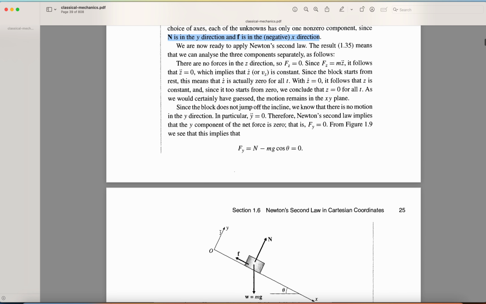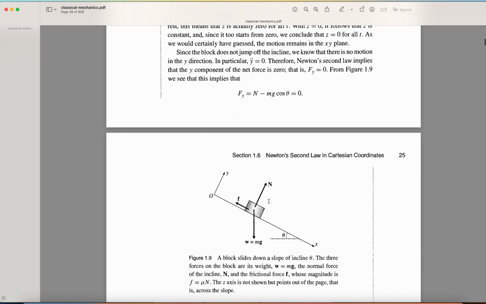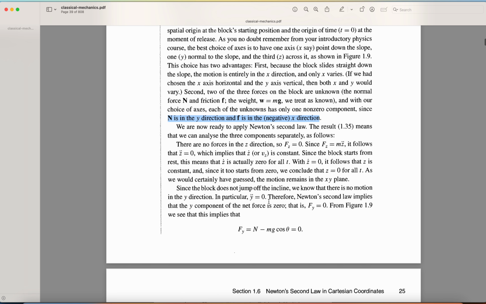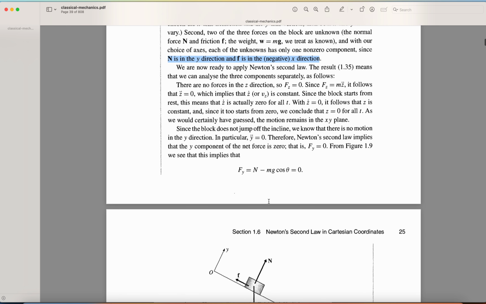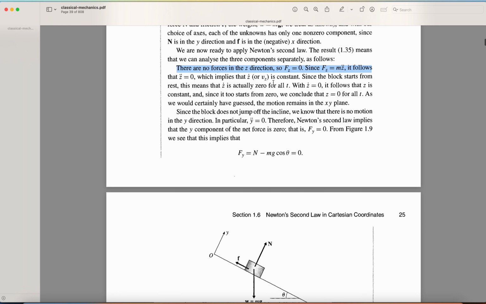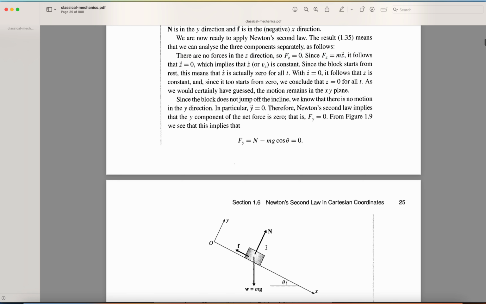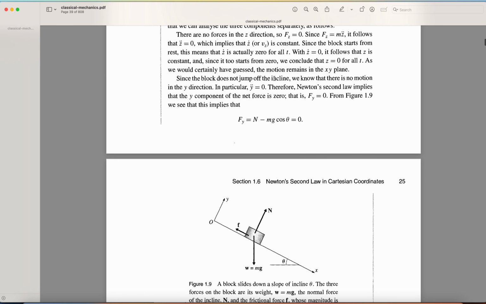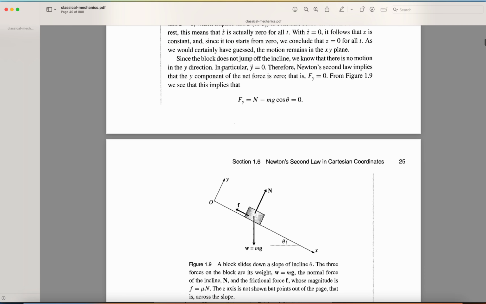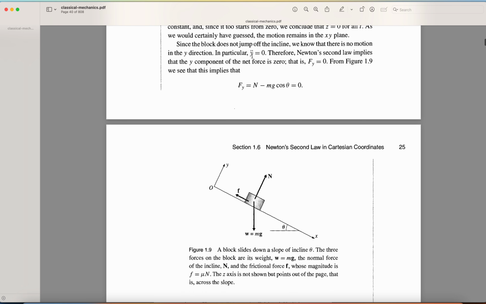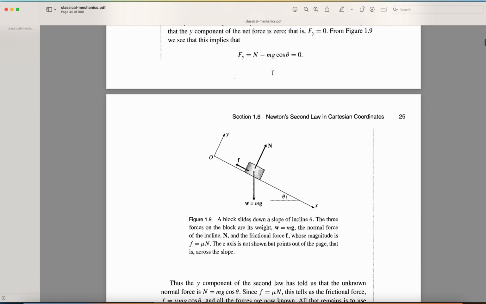The normal force is in the y direction, and F is in the negative x direction. So there's no force in the z direction. There's no force coming out of the page, so there's no acceleration, and there's no change in position for z. So just consider the xy. And there's also no change in position for y. Yeah, that makes sense.